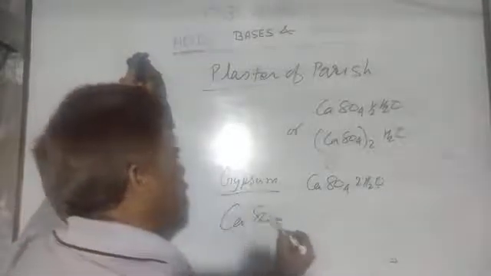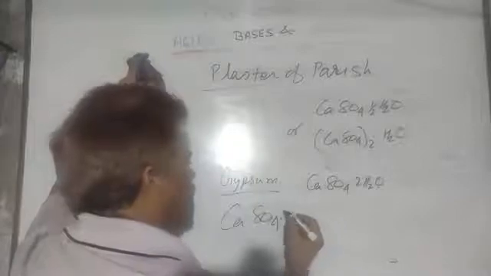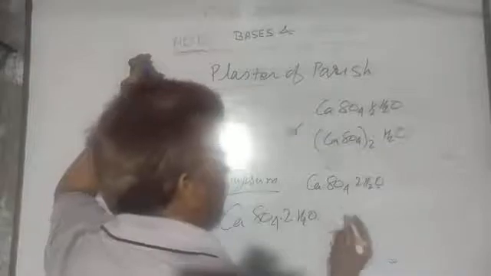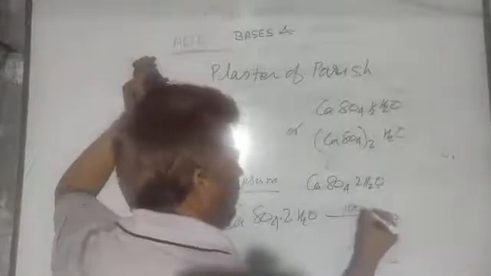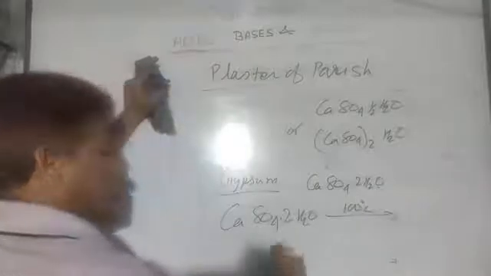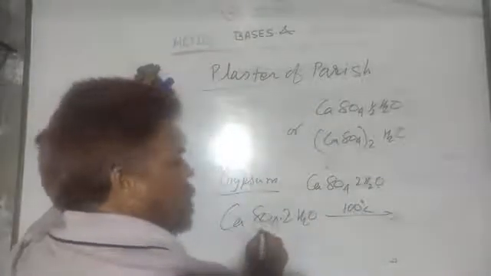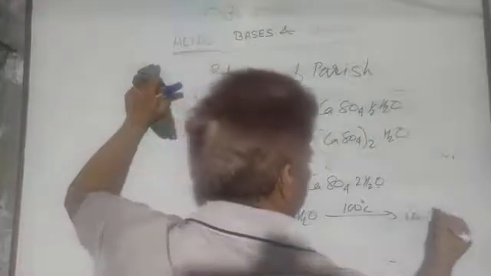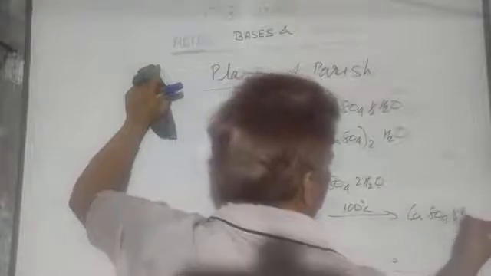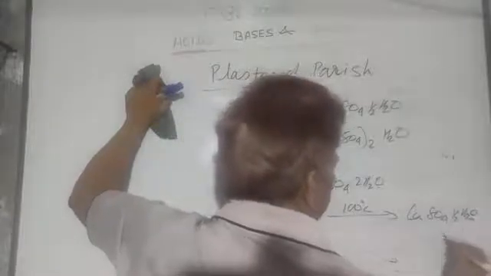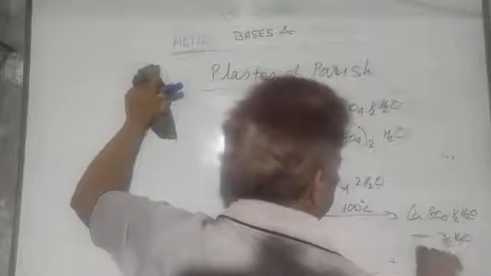So when dihydrated calcium sulfate is heated up to 100 degrees Celsius, only half molecule of water remains associated with that salt and the remaining water dissociates as vapor, so CaSO4 with half water molecule, and you can write here 3/2 H2O dissociated. This is the plaster of Paris.